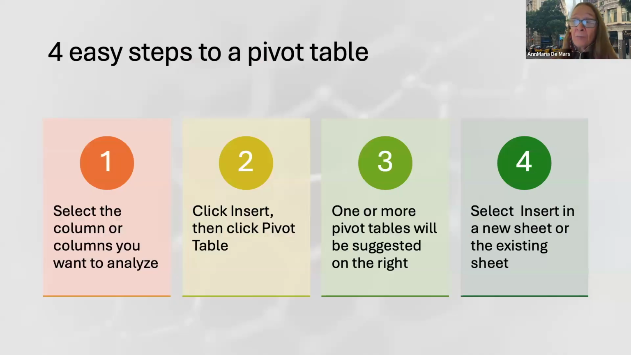First, select the column or columns you want to analyze. So select the variable, click Insert, and then click Pivot Table. And one or more pivot tables will be suggested on the right of your screen in Excel. Then select Insert in a new sheet or the existing sheet, and you have your pivot table if that's the one you want. So that's 4 easy steps.